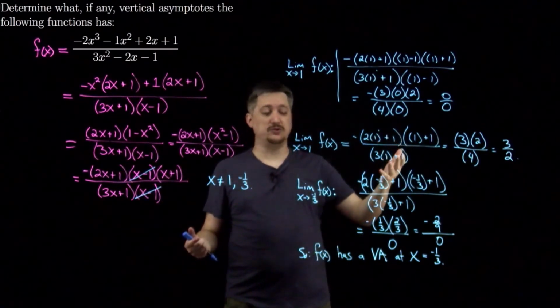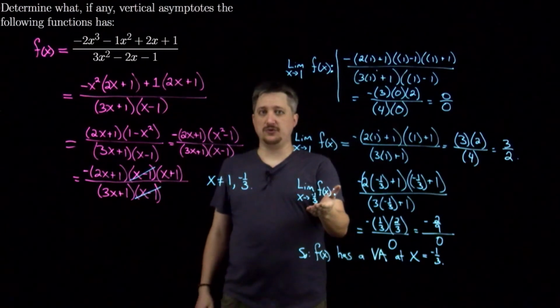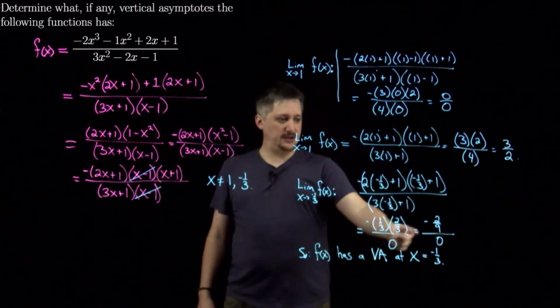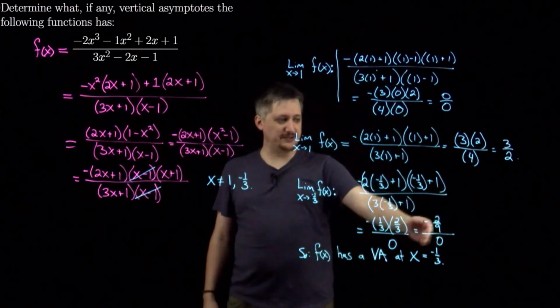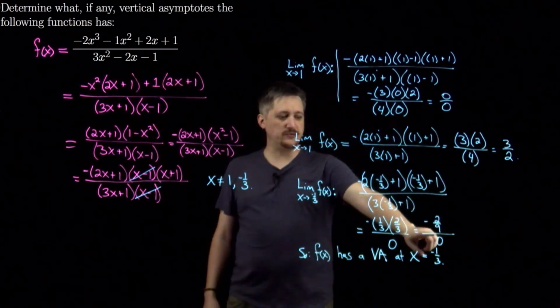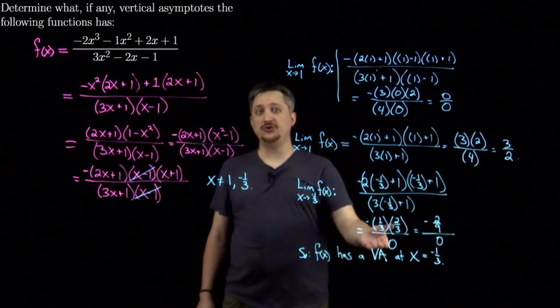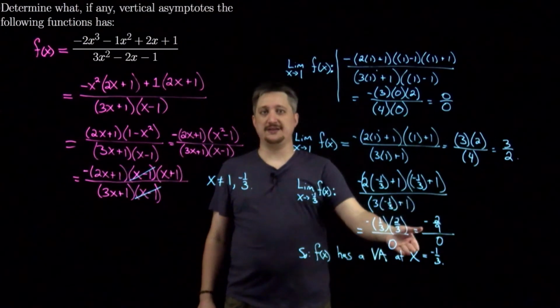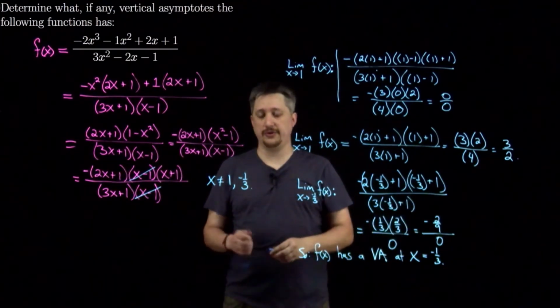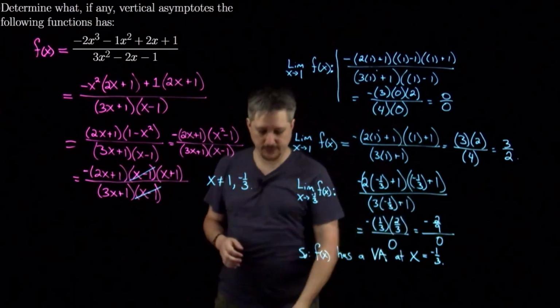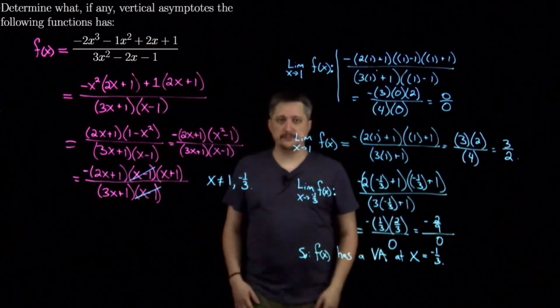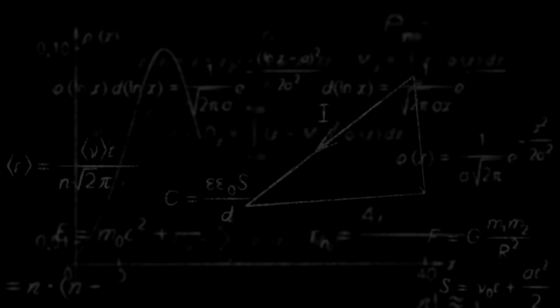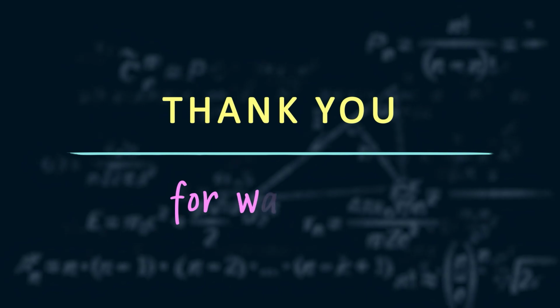I don't need to worry about x going to 1. Then I test x going to negative 1/3, plug it in, crank along, get to my number, I get this non-zero over 0. That tells me that indeed I do have a vertical asymptote at that x value. x equals negative 1/3. Okay. So that is that.